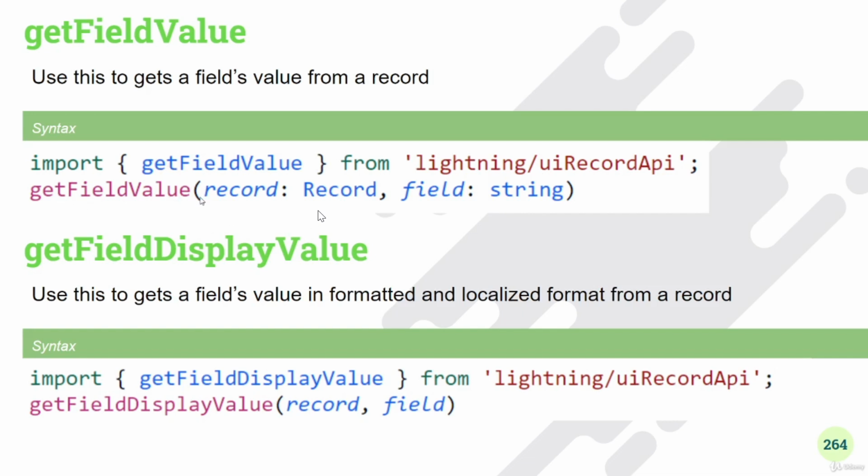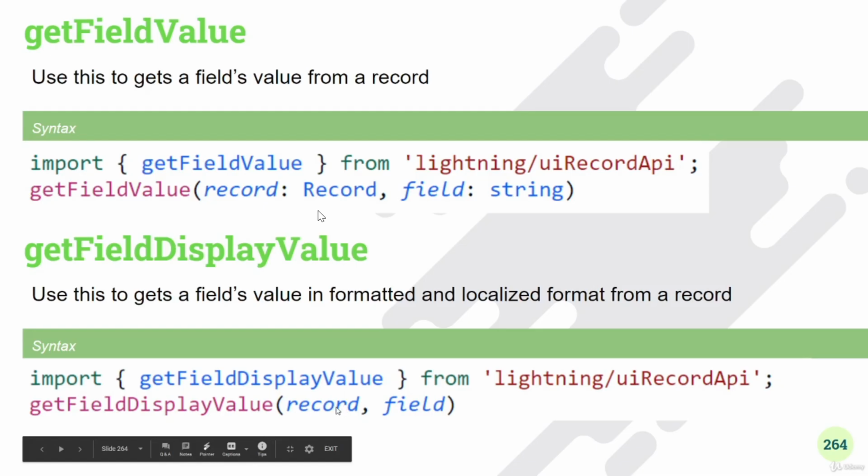function, and in this function you have to pass the record data and the field for which you want the value. The second function is get field display value. We use this to get a field value in formatted and localized format from a record. So like I showed in the previous demo, we want the annual revenue in dollars with comma separated notation. In that case, get field display value will give us the formatted value, that is the display value. The syntax is the same. You need to import get field display value from UI record API, and then you need to pass the record data to this function, and you need to pass the field name for which you want the display value.